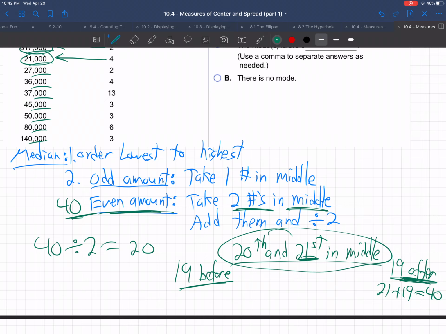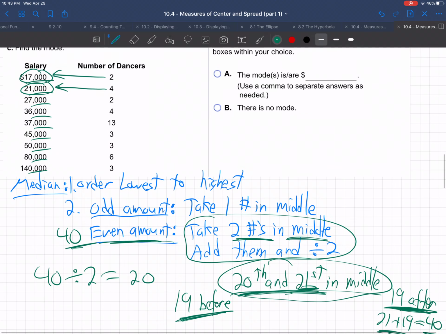Those two must be the two in the middle because there's 19 numbers before 20, and 19 numbers after 21, because 21 plus 19 gets you to the 40th number. So the 20th and the 21st must be the two numbers in the middle. We need to take those two numbers, add them, and divide by 2. So how do we find the 20th and 21st numbers?